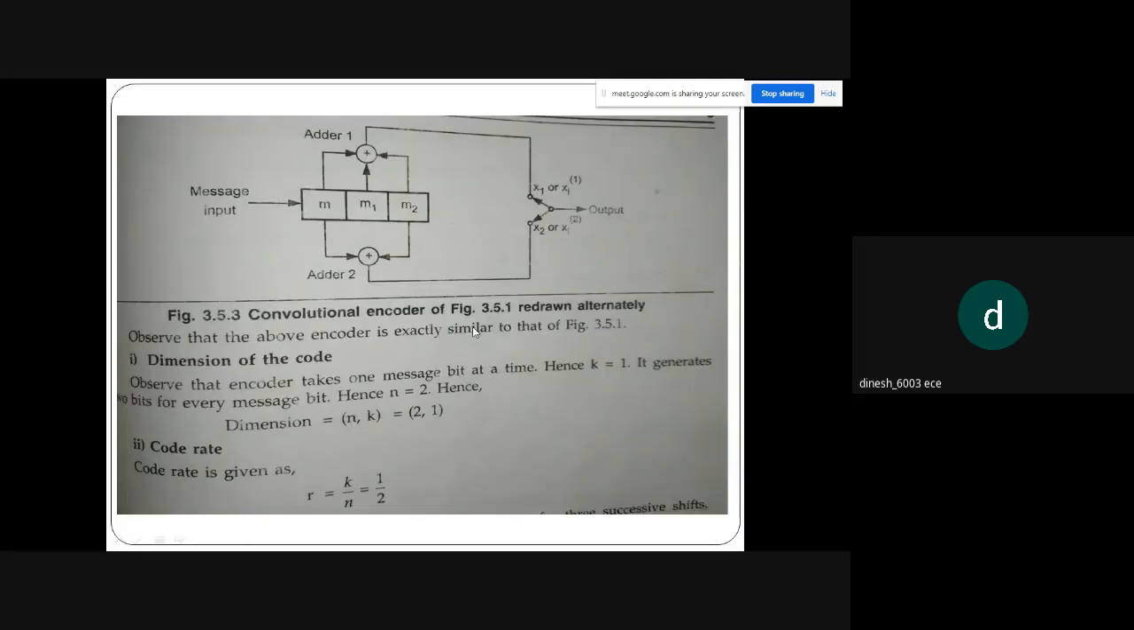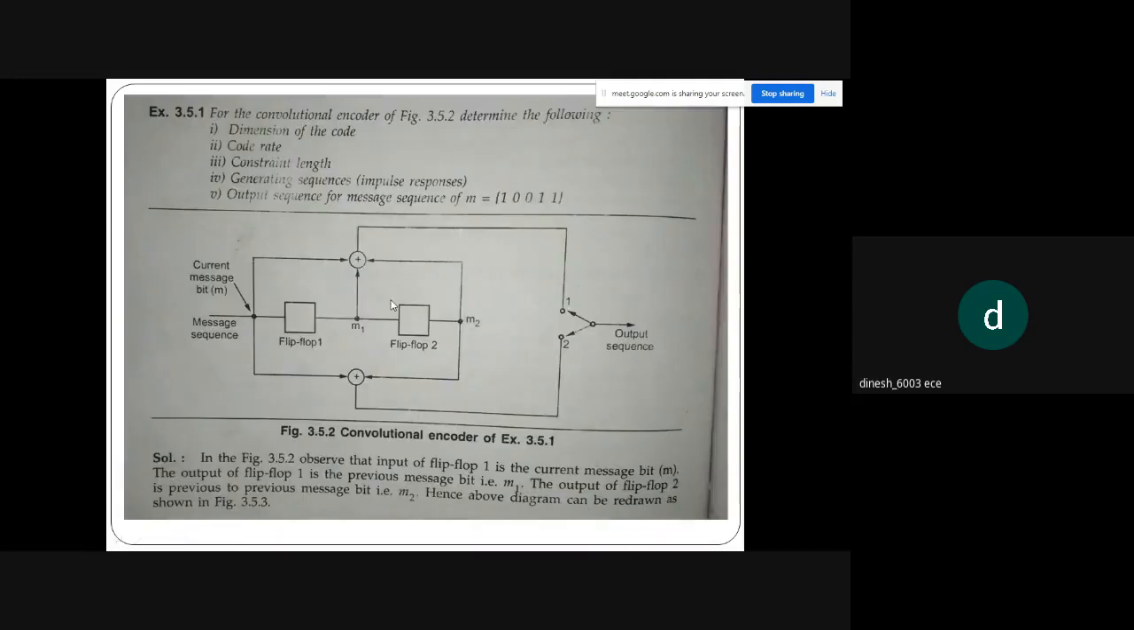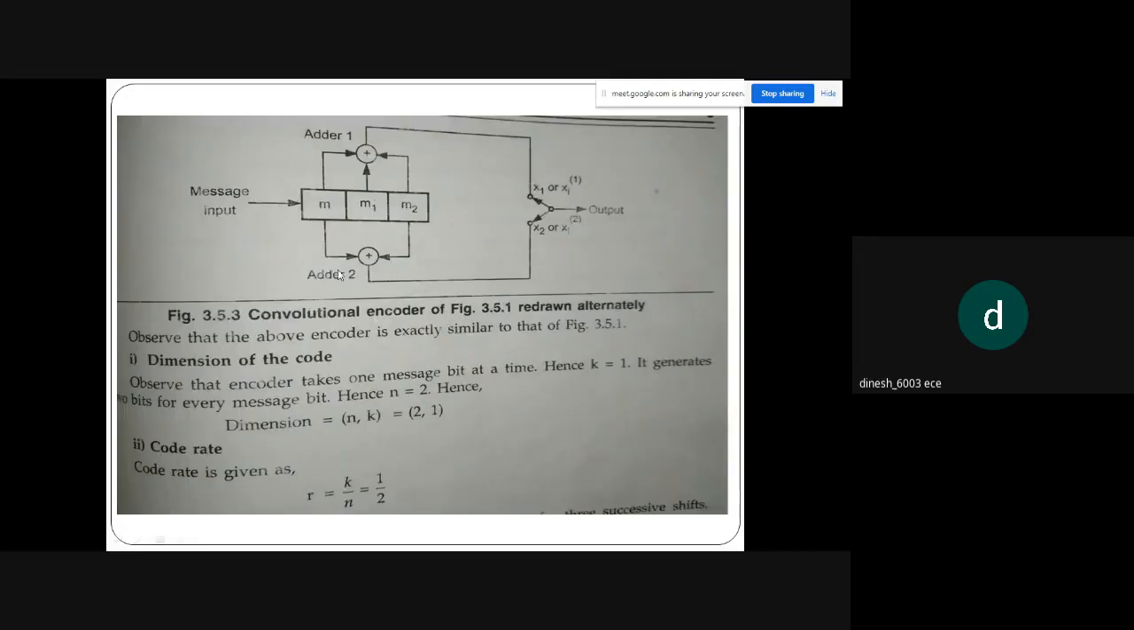So I can redraw it as M, M1 and M2 at the top. I can redraw like that for determining X1. Then at the bottom we have another modulo 2 addition of M and M2. So if I redraw, I'll get it like this.